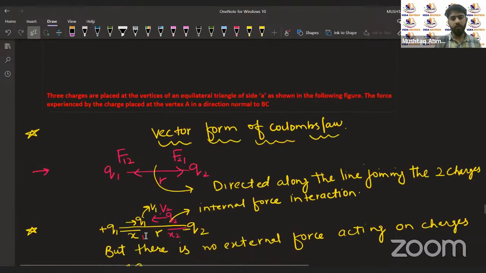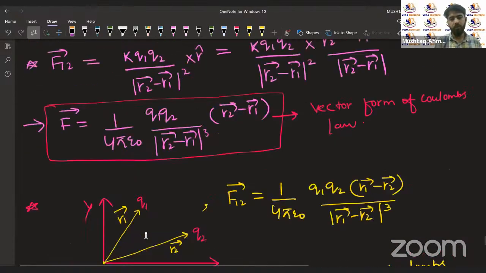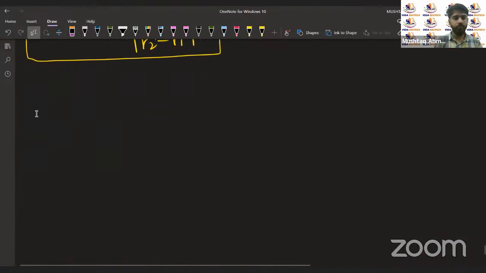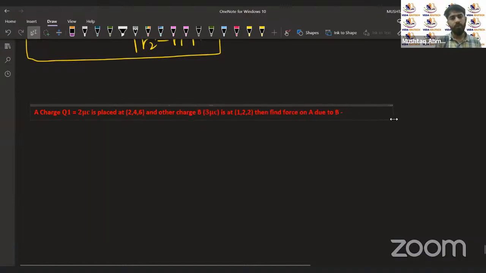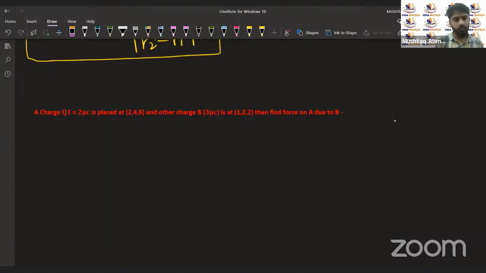Suppose that we have this question here. The question is: a charge q1 equal to 2 microcoulomb is placed at the position coordinates 2, 4, 6, and another charge q2 of 3 microcoulomb, charge B, is placed at 1, 2, 2. These are the coordinates of charge B. Then find the force on A due to B.